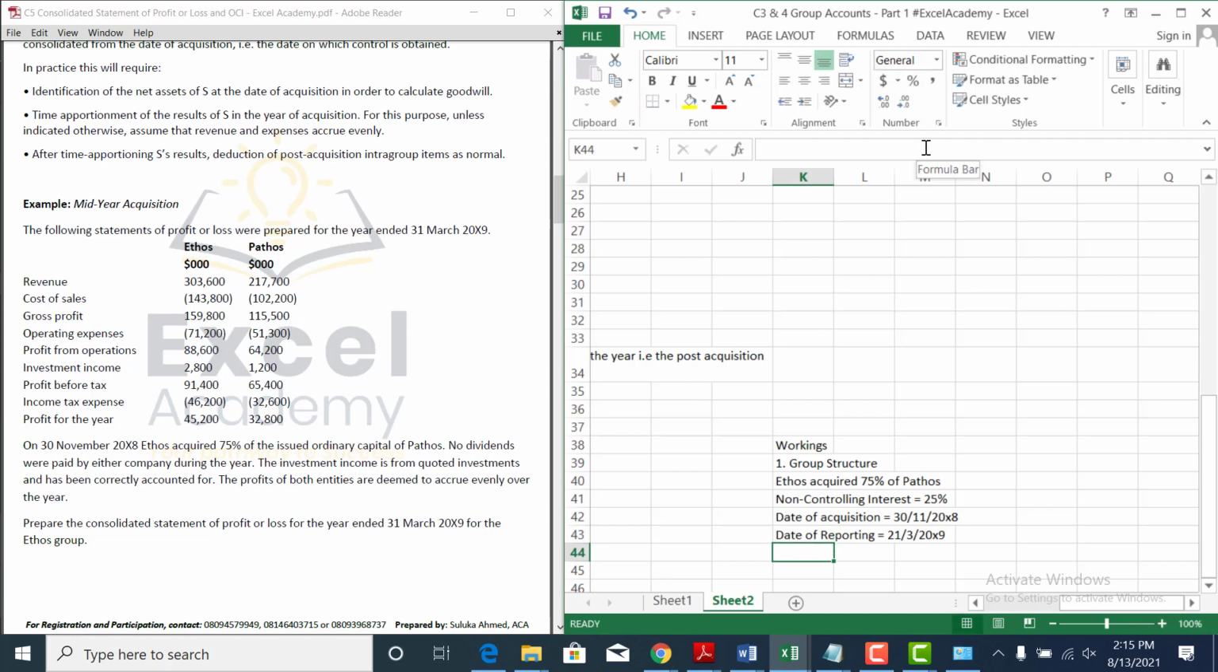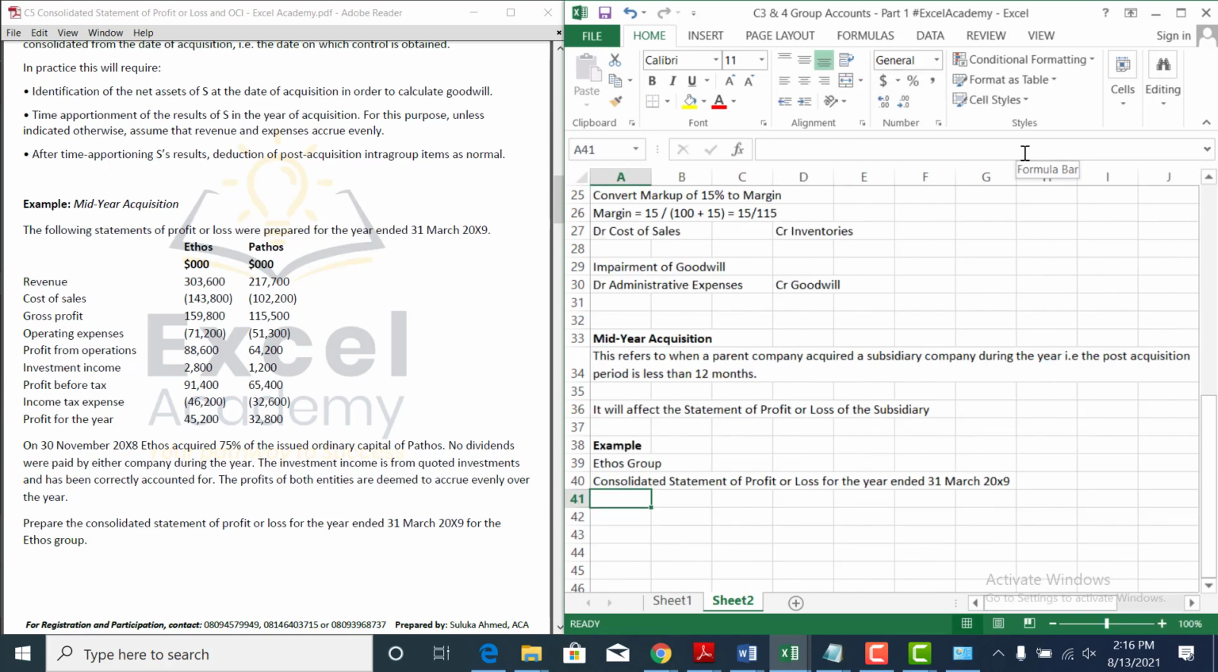So what's the post-acquisition period? That's December, January, February, and March. That's 4 months, right? This means that every item in the statement of profit or loss for Pathos will be multiplied by 4 over 12. So revenue should be 303,600 plus 4 over 12 of 217,700.